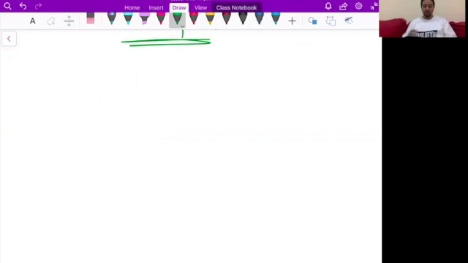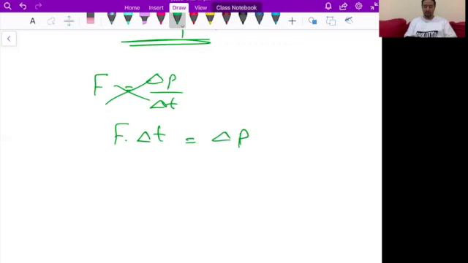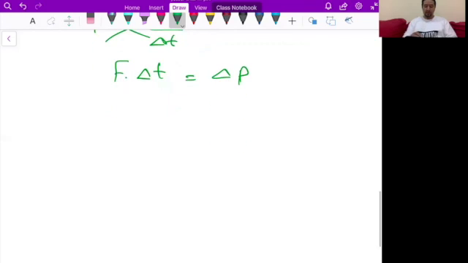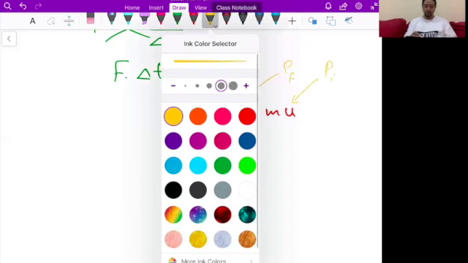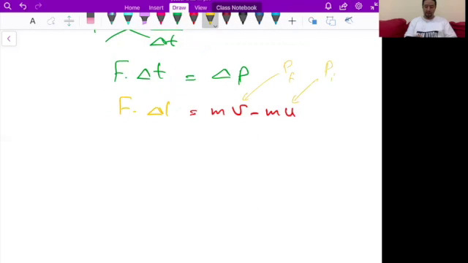And we said that force, the resultant force, is equal to the rate of change in momentum, delta P over delta T. If we cross multiply, we find that F delta T is equal to delta P. And we already deduced that delta P is equal to mv minus mu, the final momentum minus the initial momentum, which is the change in momentum. And we have also F delta T. Both are equivalent to the impulse.